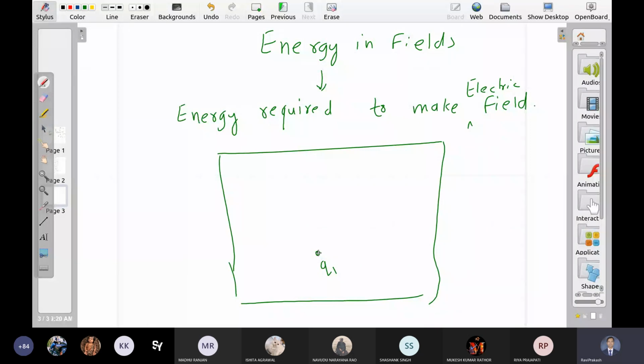Now let us say we bring one more charge from infinity and we put it here, Q2. Did we do any work now? Yes, sir. How much is that work? Potential times Q. So the work is equal to, obviously there is a potential field due to Q1. How much is that field?